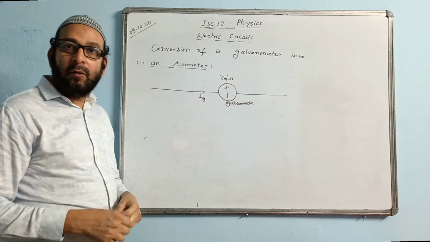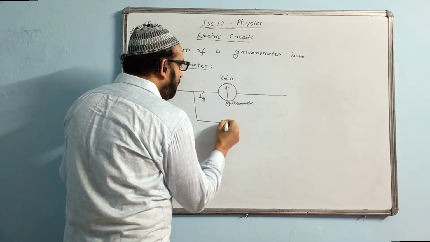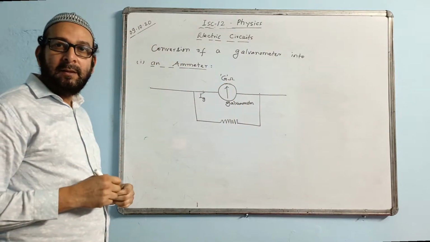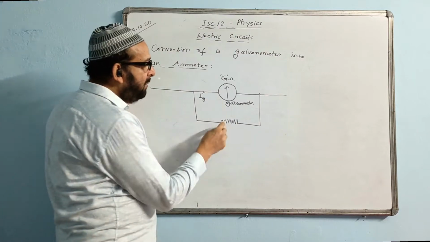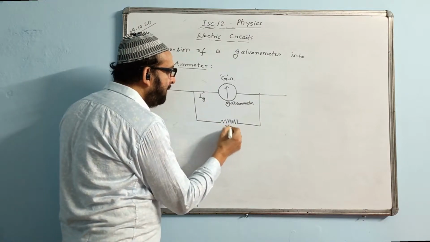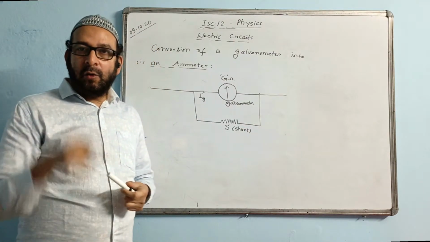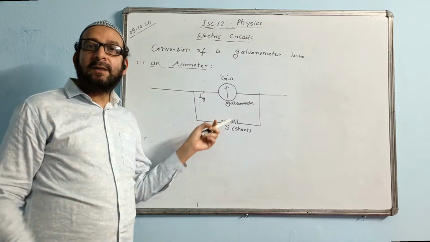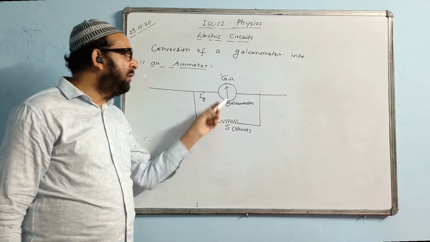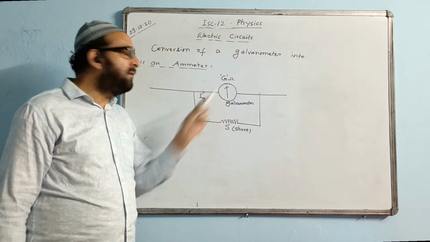How can we further reduce it? You have to connect another very low resistance in parallel to this galvanometer. The very low resistance which we connect in parallel to the galvanometer is called shunt and denoted by S. S means shunt. What is a shunt? A shunt is a low resistance wire which is always connected in parallel to reduce the overall resistance of the circuit, and it prevents the damage or burning of the galvanometer.